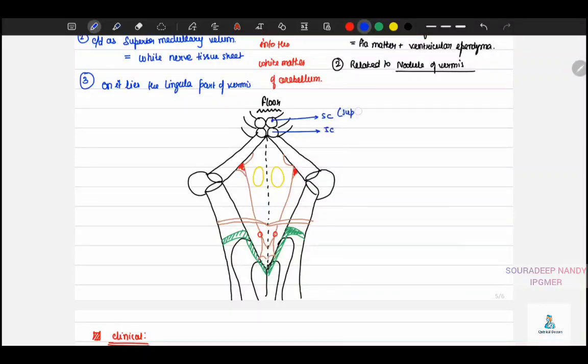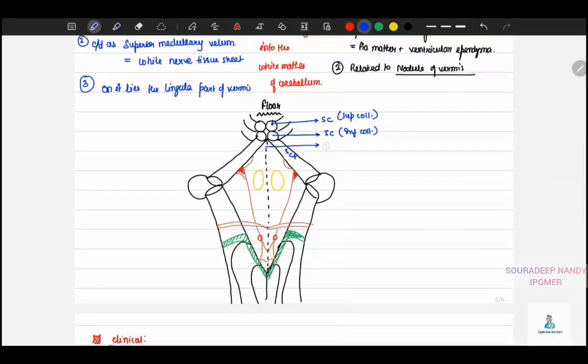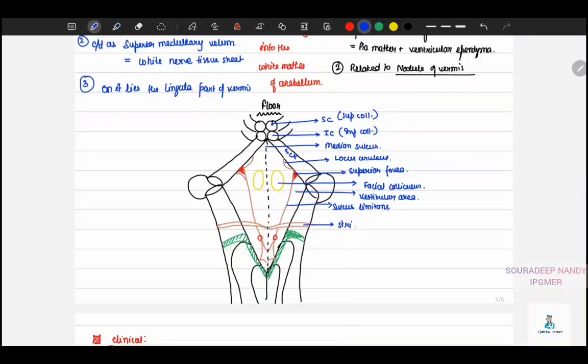Here are the superior colliculus and inferior colliculus of the midbrain. There is the median sulcus. Here is the locus coeruleus. Here is the superior fovea. Here is the facial colliculus, formed by the movement of the facial nerve. Here is the vestibular area. Here is the sulcus limitans. Here are the striae medullares. Here is the taenia, and here is the inferior fovea. Here is the vagal triangle. Here is the area postrema, which is responsible for the vomiting center.